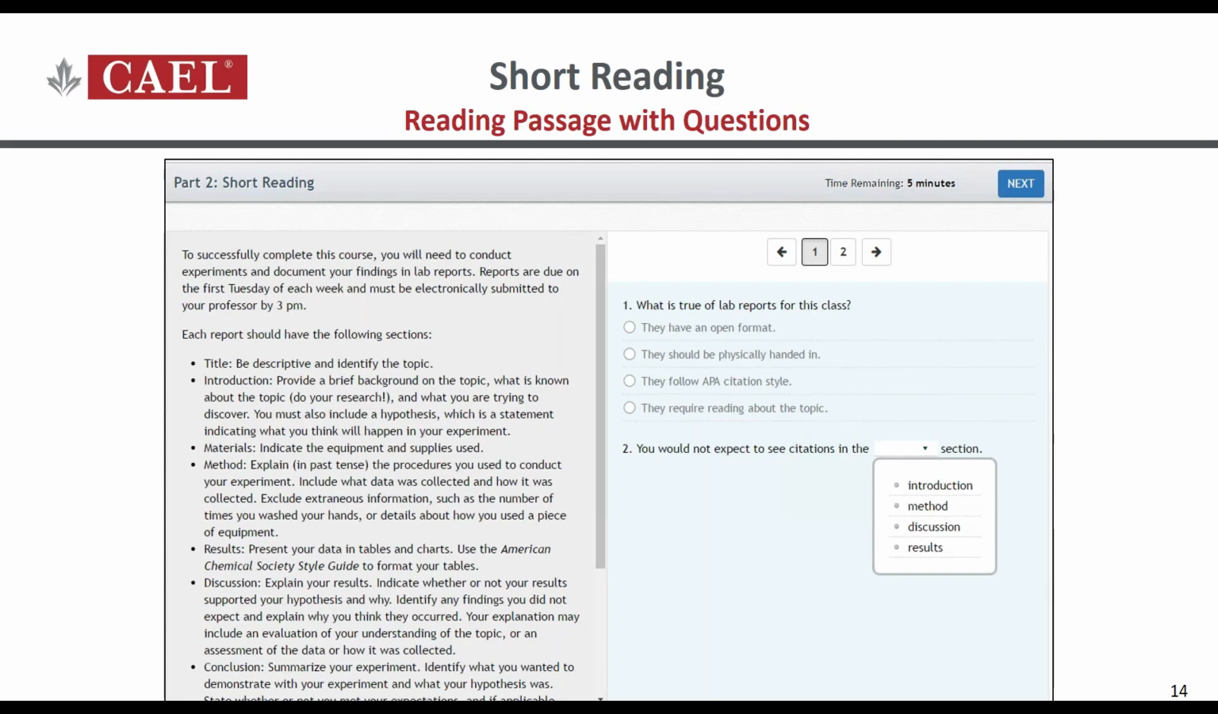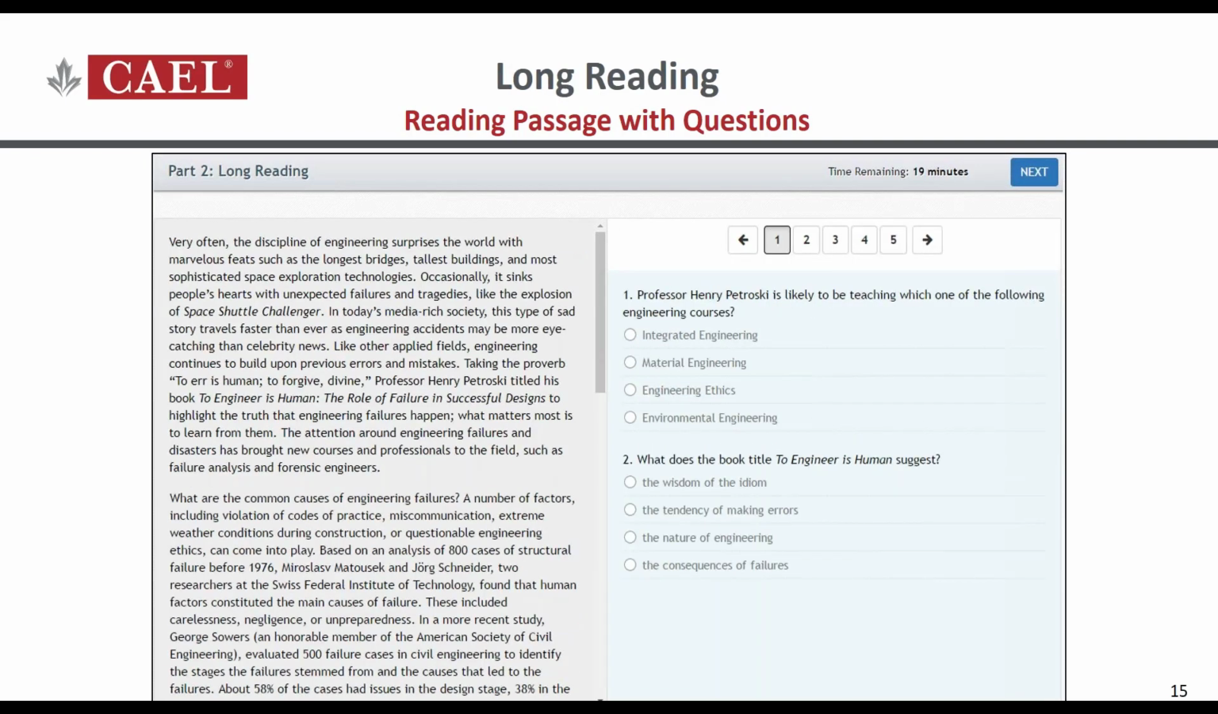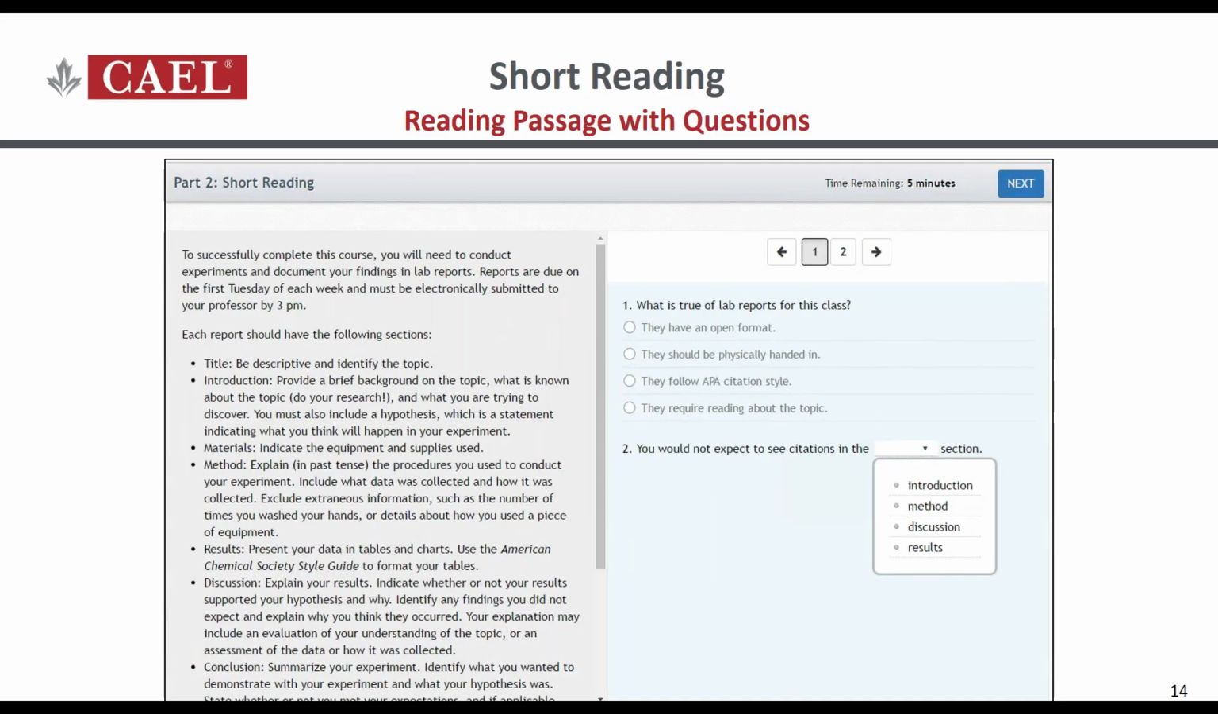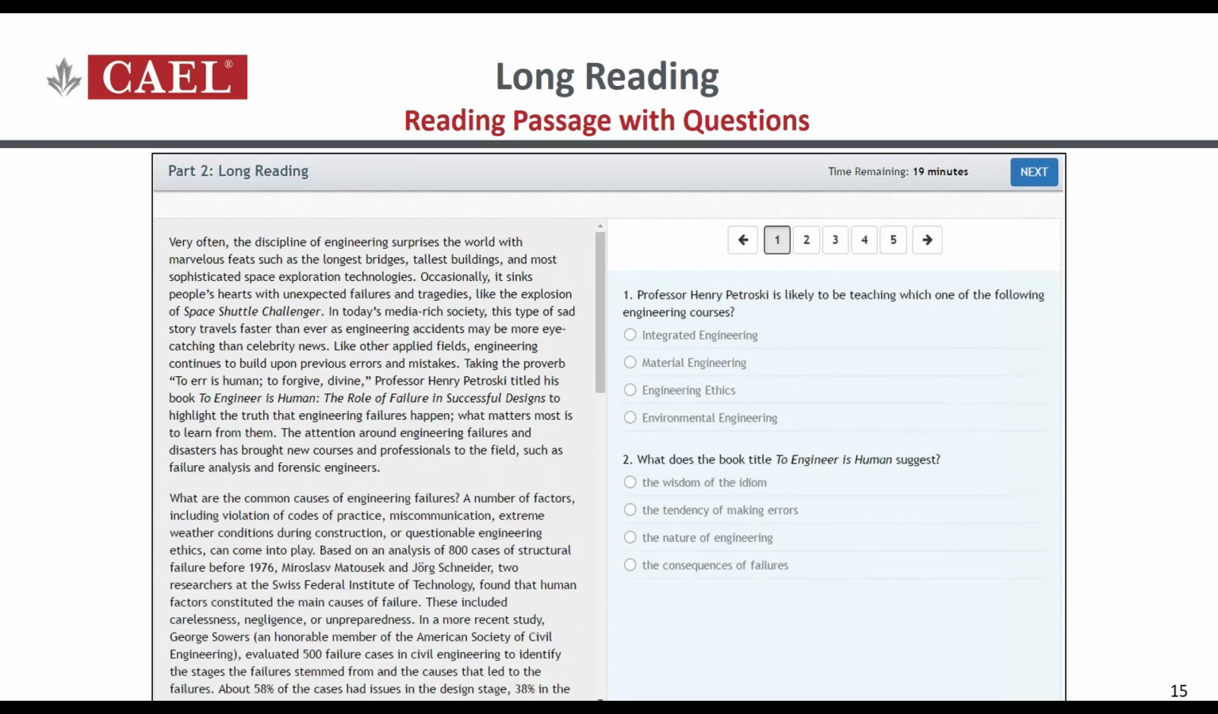And if I click to the next part, this long reading is a little bit different, okay? So that was a short reading, and this is a long reading. You can see that it is a bit more academic in tone, and it's a bit more detailed with the information. The long reading passage is much longer, of course, and there are more questions.